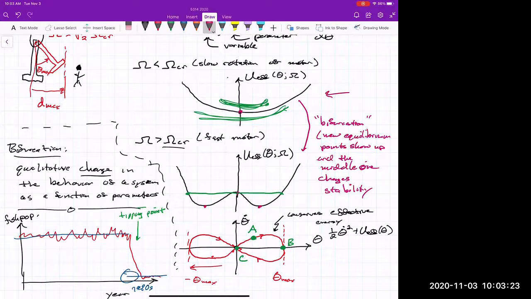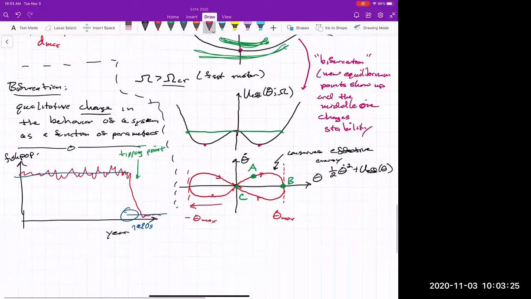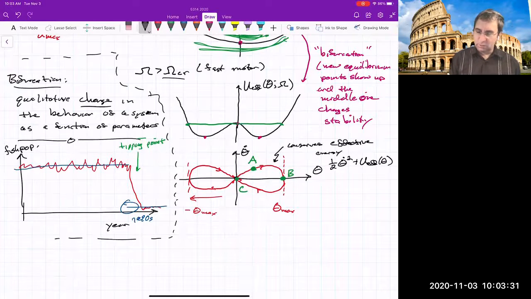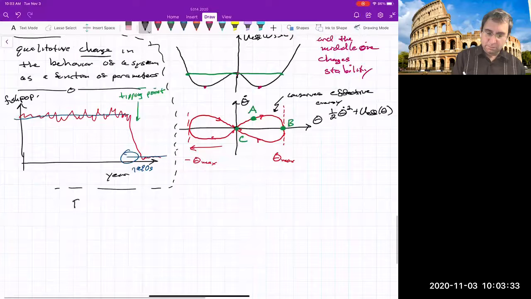Okay, thank you. In fact, and I wonder if this is the place to mention it, bifurcations are sometimes summarized in what are called bifurcation diagrams.